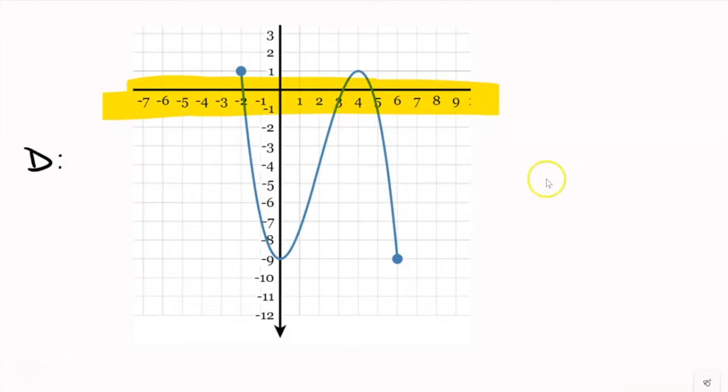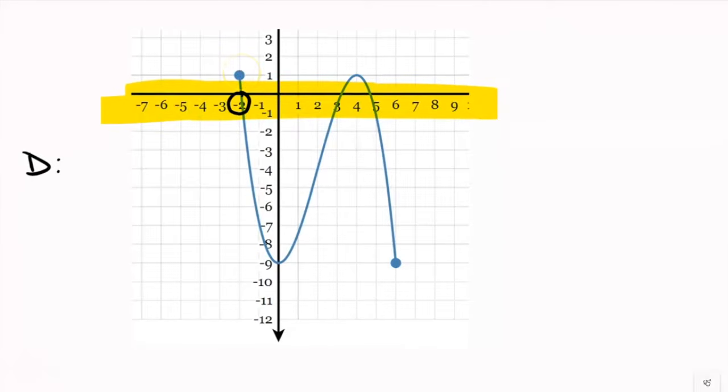Starting on my x-axis from left to right, is there a graph here? No, no graph, no graph, no graph. The graph starts right here, at negative 2. Is that open or closed? Because there's a dot, that is closed. So this is negative 2 with a closed bracket, or x greater than or equal to negative 2, because I'm looking at the x-axis. Closed is less than or equal to.